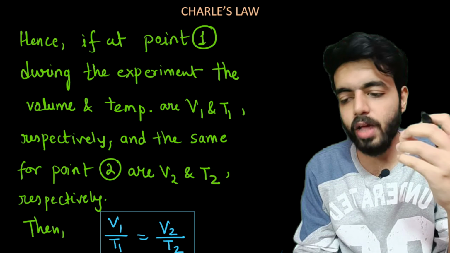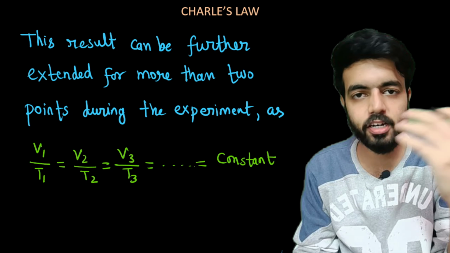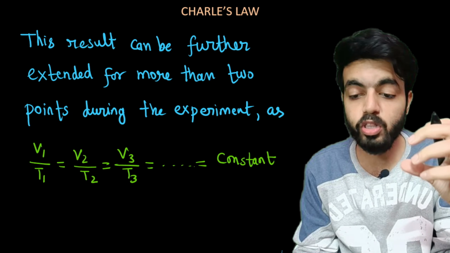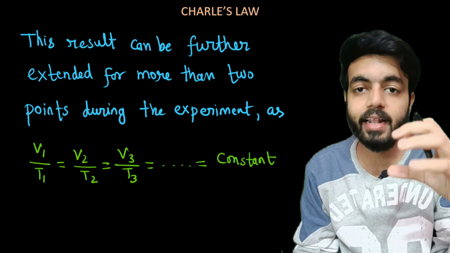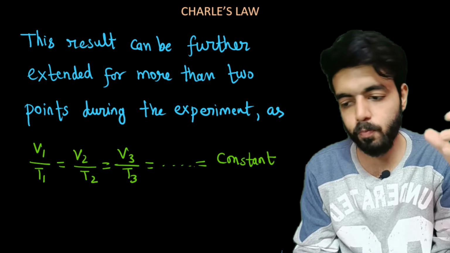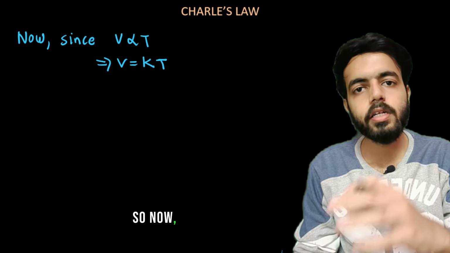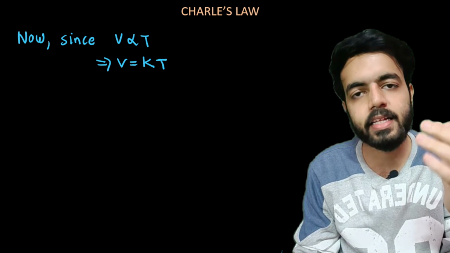Now if suppose we have more than 2 points, then in that case this can be extended further. V1 upon T1 is equals to V2 upon T2 is equals to V3 upon T3 and so on and so forth. All of them will be equal and they will also be equal to a constant value. Okay, this is an important result. Please note it down.